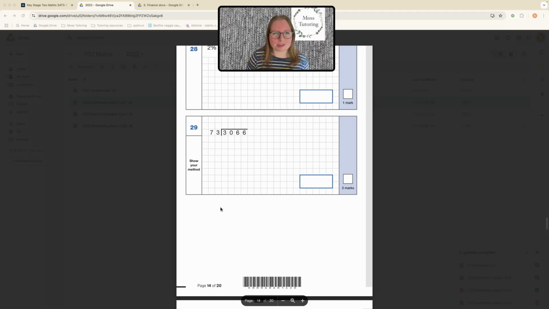Okay, so let's take a look at question 29. Pause the video and have a little go. Okay, so how did you get on with this one? Because it's a 2-digit number, I would probably use some long division again. It says show your method. It's 2 marks. We need to make sure we're showing a method. If we get it wrong somewhere, we can still get a mark for showing a method. You could use short division for this one as well, but I'm going to use long just to really try and help embed that with you, just in case you need to use it for anything.